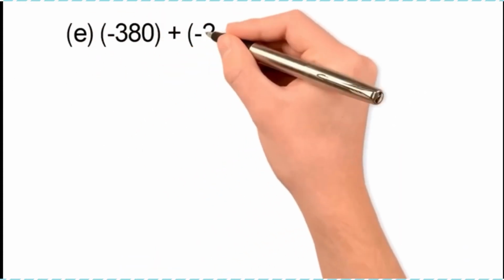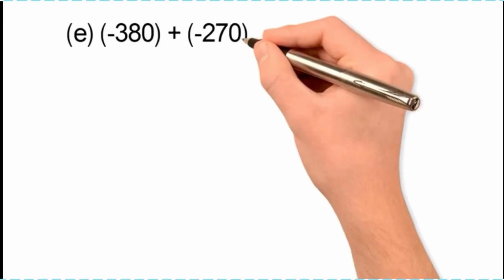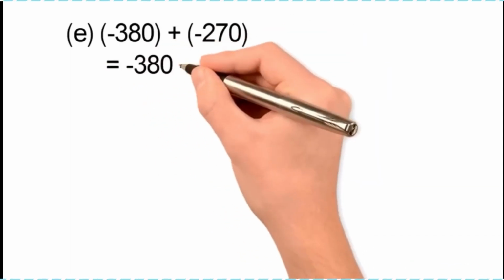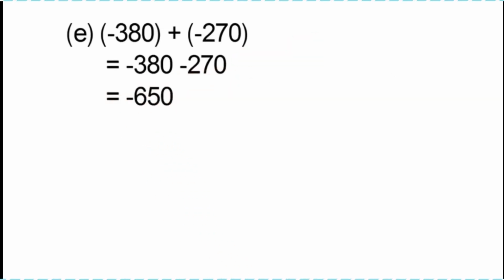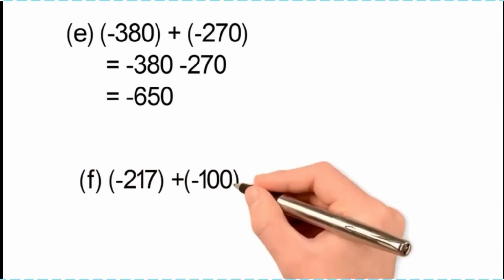Next question, minus 380 plus minus 270. We'll open the bracket, it will be minus 380 minus 270 because plus minus is minus. And here again we have the 2 signs, so the rule will be minus minus plus. We'll add these numbers, but the answer will be negative because here the greater number is negative. According to the sign rule, addition will be done, but the answer will be negative, that is minus 650.